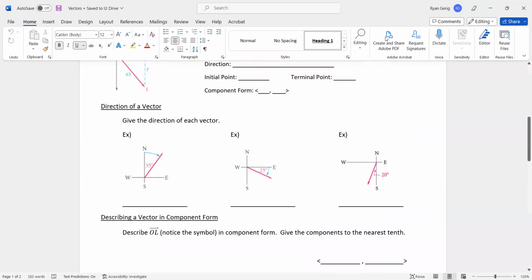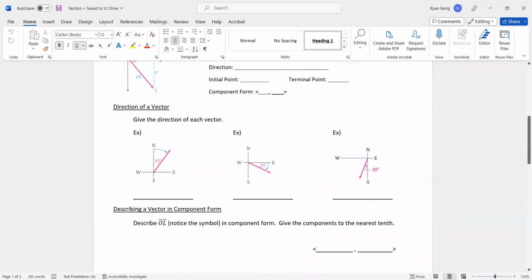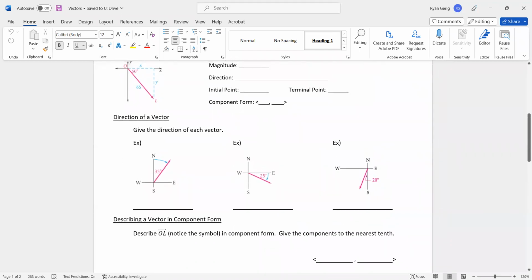Describing a vector in component form. I'm going to try and keep that so you can see the picture up above. Describe OL, which was up above, in component form. Give components to the nearest tenth. So I said x, y, right? Or x, negative y. That negative is the hard part to remember, honestly.